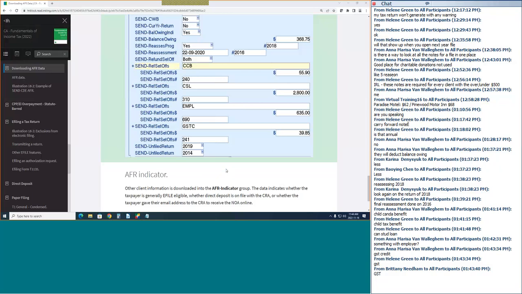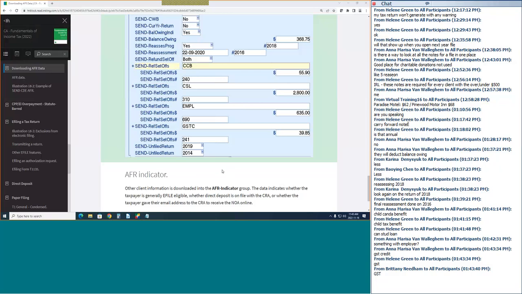If I don't have a good reason and they're going to get benefits, most of the time we can convince our clients to file because we go, look, if you file this return, this is what you're going to get. You're going to get your GST, you're going to get your refund, whatever it is, and then we can catch our clients up. So we always check that as well.